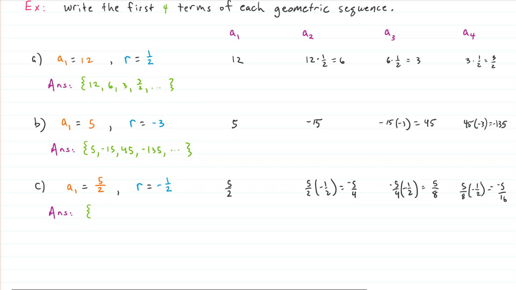So we can write down the first 4 terms as 5/2, negative 5/4, 5/8, and negative 5/16. And of course there are more, but we're just writing down the first 4.